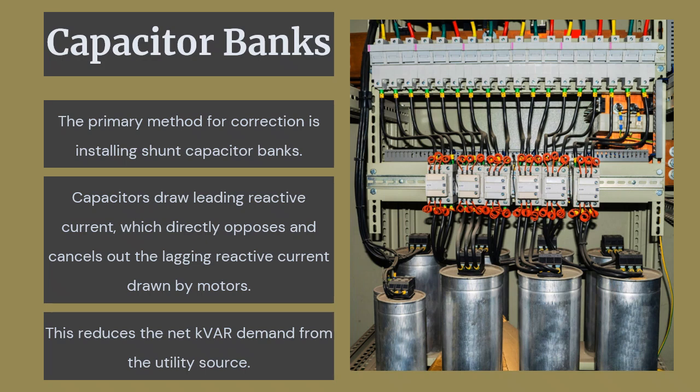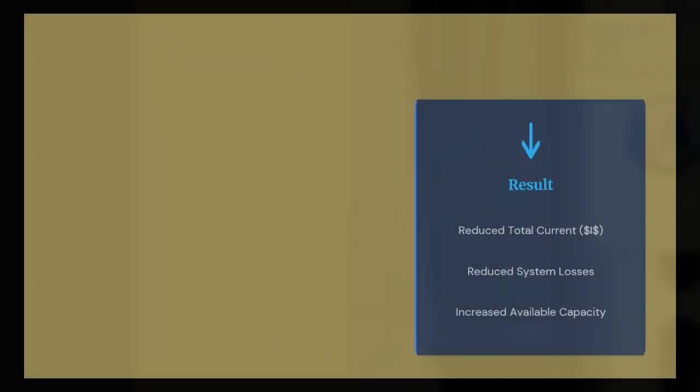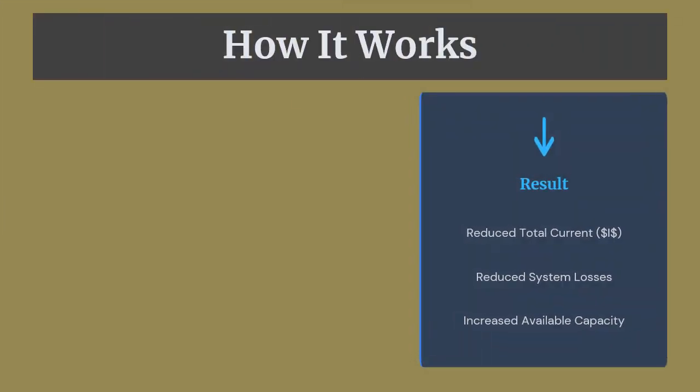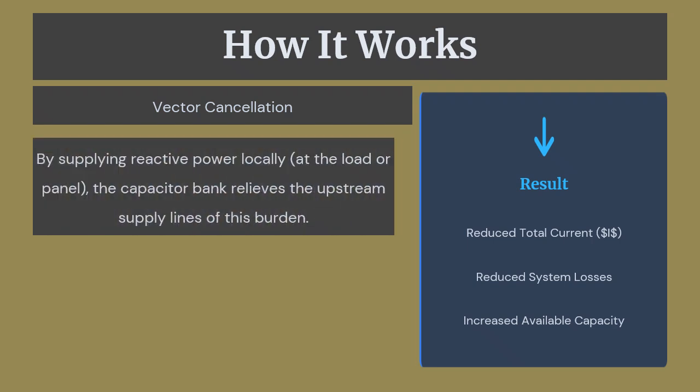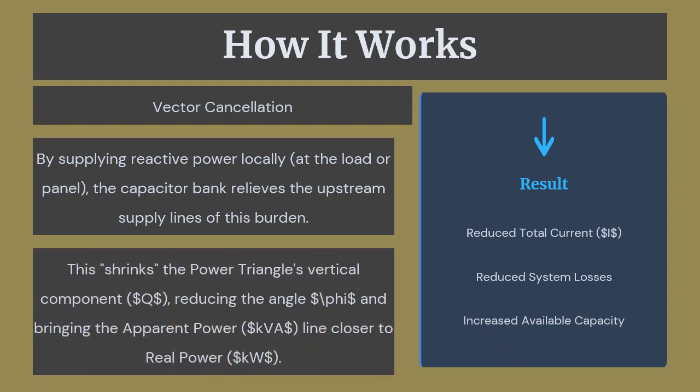How it works? Mechanically, this is vector cancellation. By supplying the necessary reactive power locally, right at the panel or the load, we relieve the upstream utility lines of that burden. This shrinks the vertical, Q, component of our triangle, bringing the apparent power line down closer to the real power line, which reduces total current and system losses.